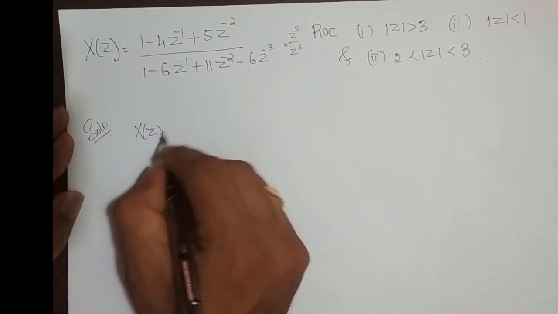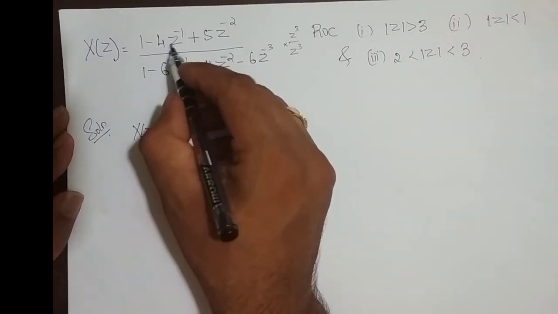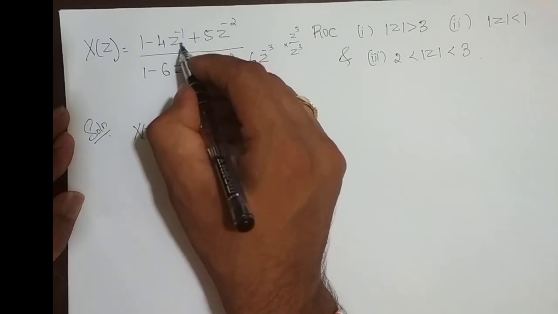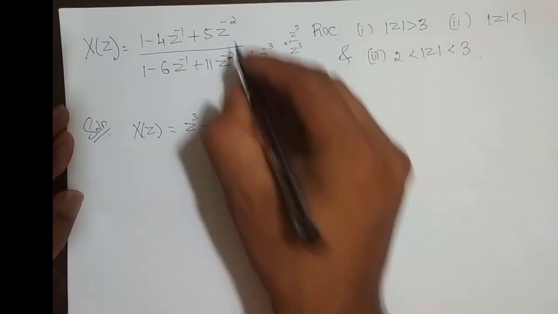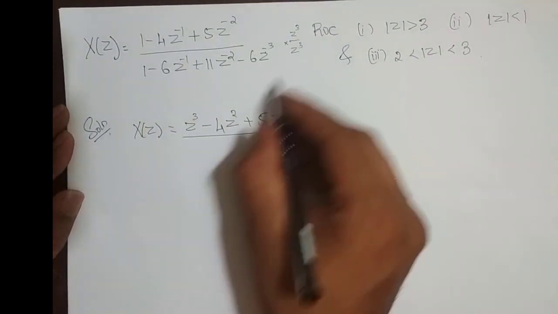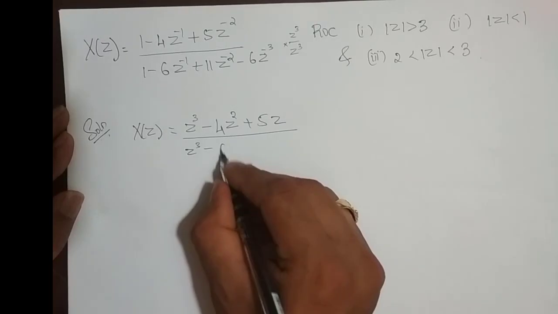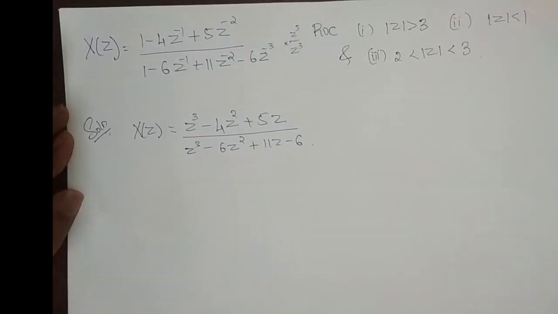X of Z is Z cube into 1 is Z cube, minus 4 times Z to the power minus 1 plus 3, which is Z square, plus 5 times Z to the power minus 2 plus 1, which is Z, divided by, here it is Z cube minus 6 Z square plus 11 Z minus 6.